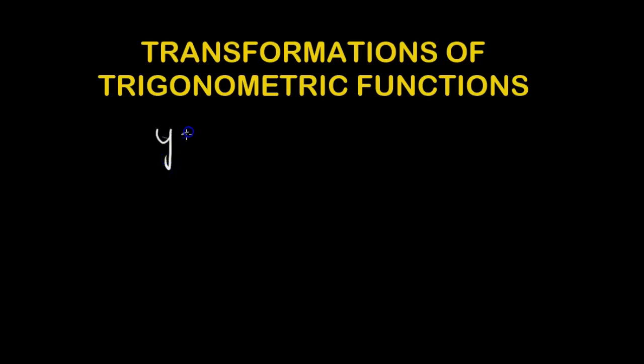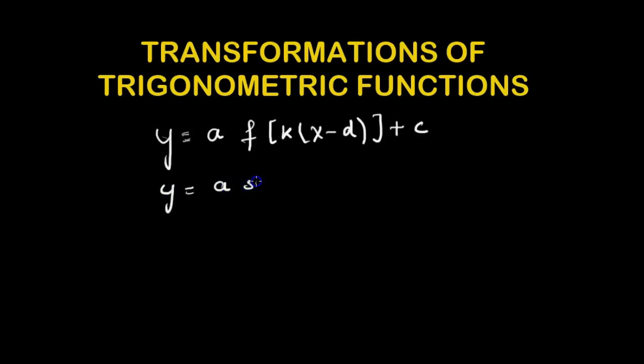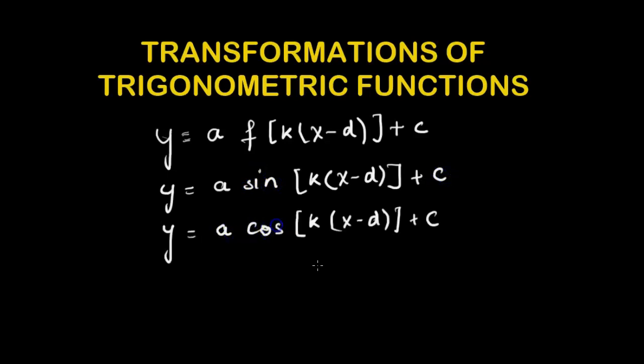Now we know the general transformed equation is y = a f(kx - d) + c. This is the general transformed equation for any function. If we specifically write the general transformed equation for sine and cosine functions, it would be y = a sin(kx - d) + c and y = a cos(kx - d) + c.